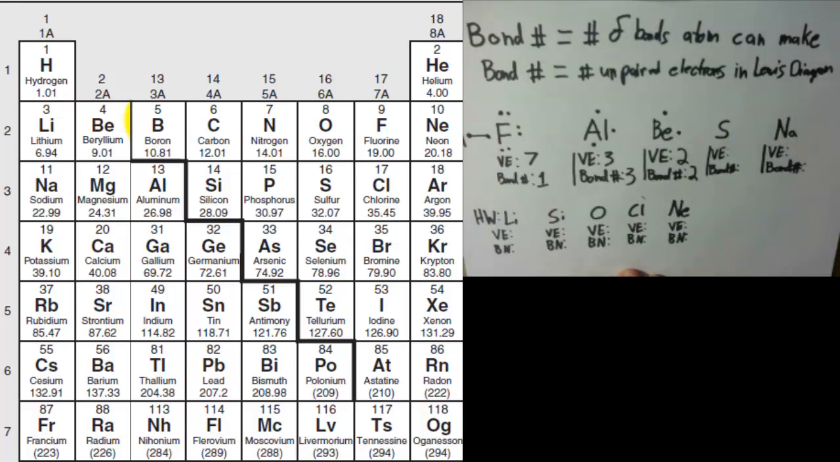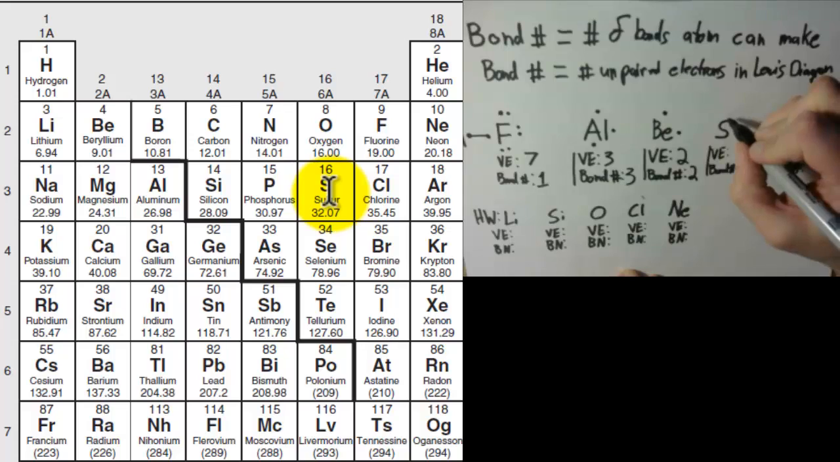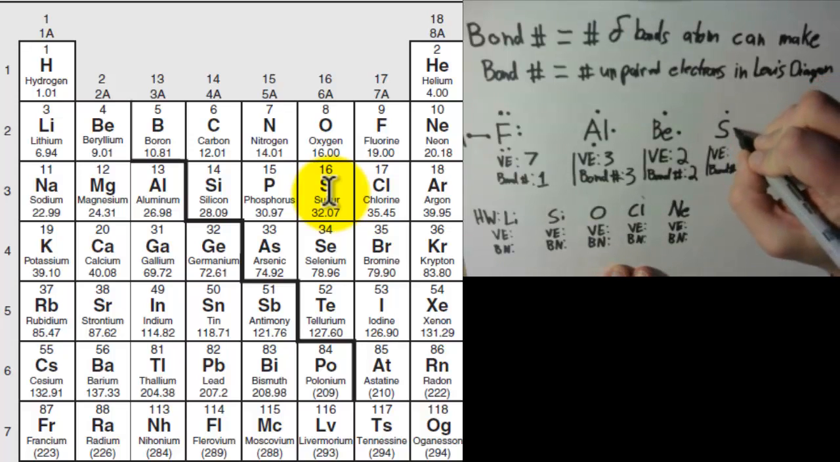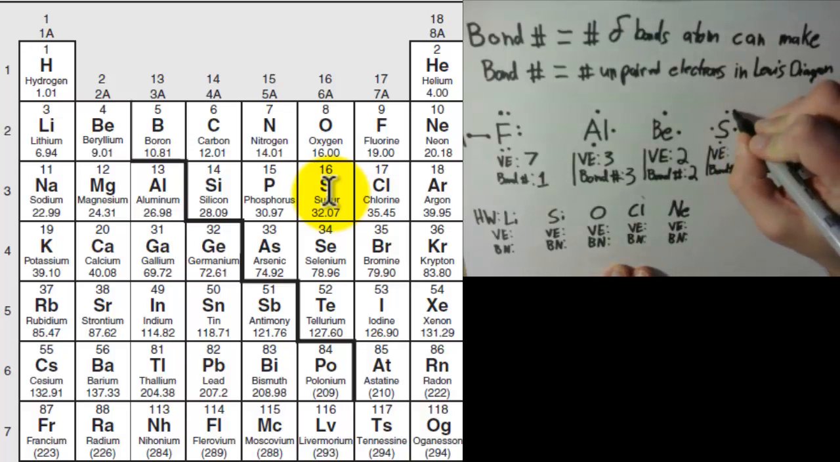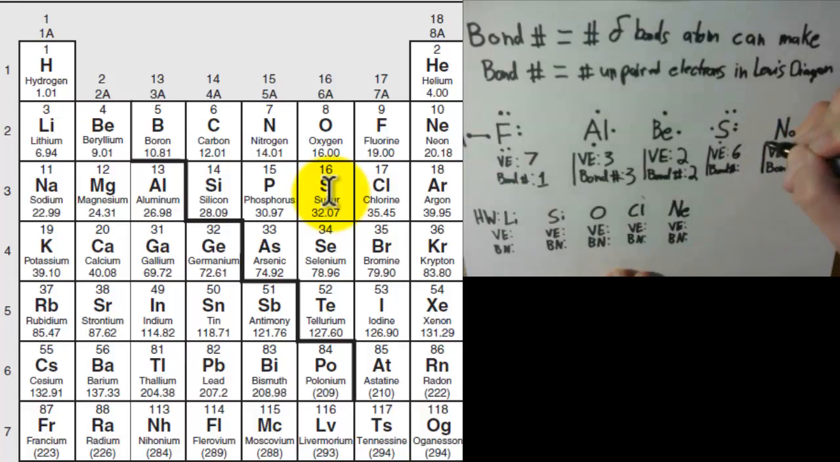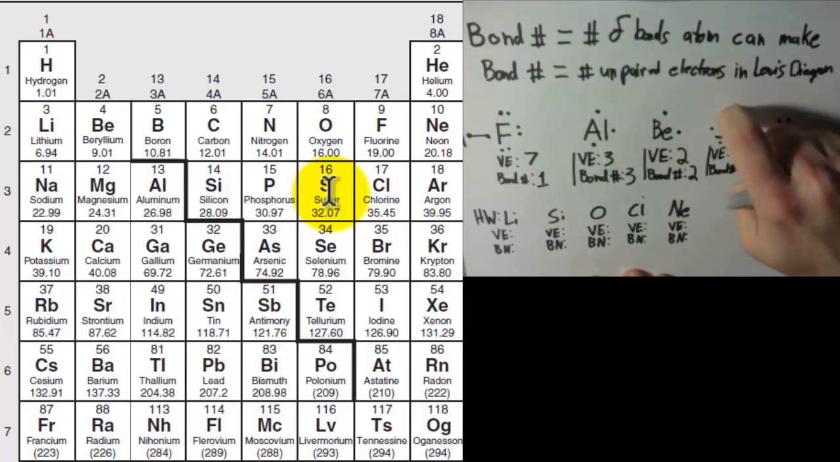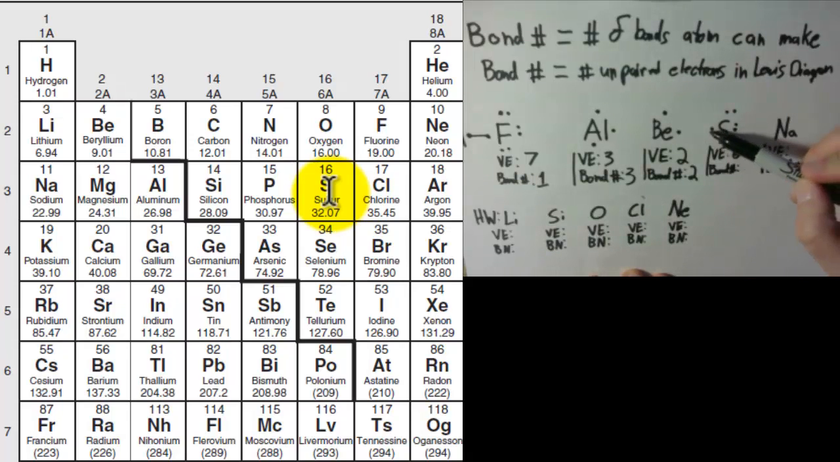All right, next up is sulfur. Sulfur is in group 6. It is element 16. Since it's in group 6, it has 1, 2, 3, 4, 5, 6 valence electrons. And then the question is, what's its bond number? So you have 2 pairs of electrons here, 1 pair here and 1 pair here. There are 2 unpaired electrons, 1, 2. So that means its bond number is 2.